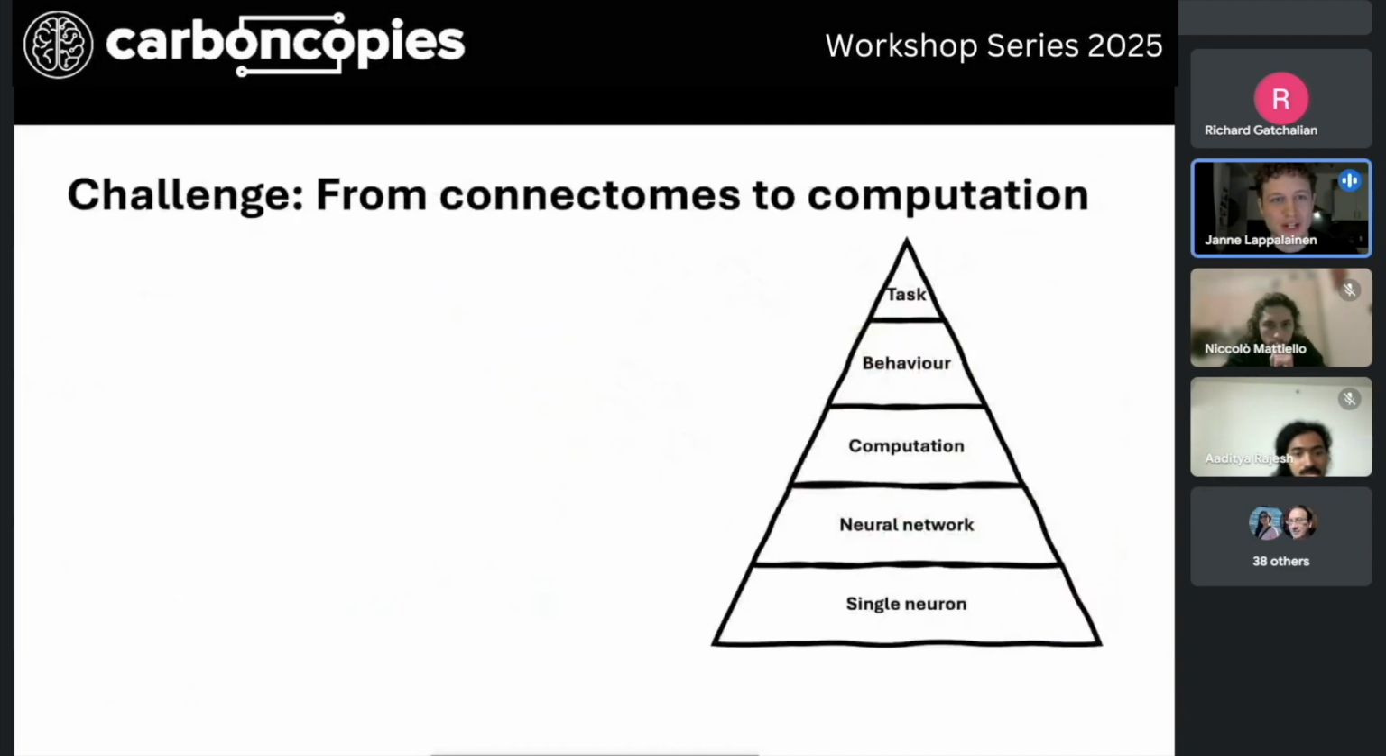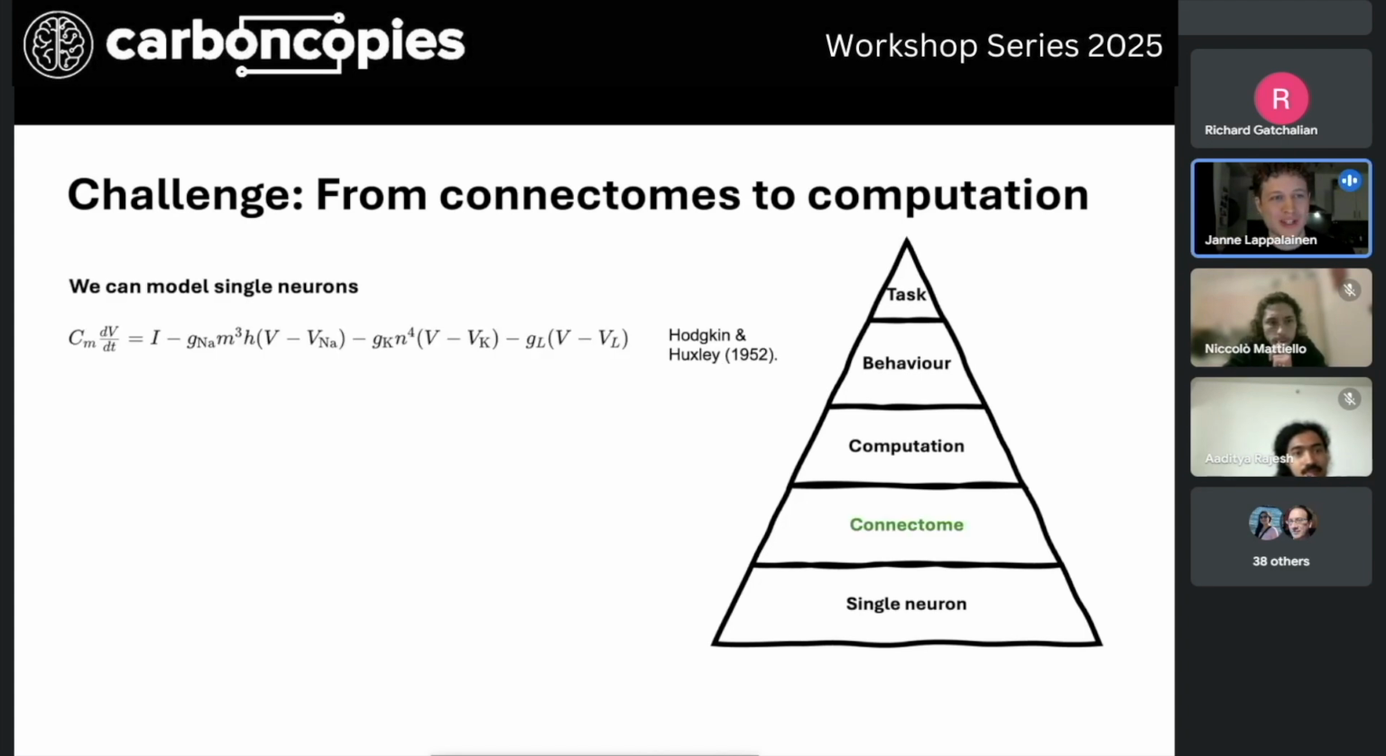So the main challenge that we wanted to address with our study was how can we get from connectome to computation. For us, the computation largely starts at the single neuron, and that is something we can model, right? We can, for example, use Hodgkin-Huxley equations to model the voltage of a neuron, and that neuron has some biophysical properties like capacitances and conductances and so on. But then we don't actually know these parameters, right? How do we measure the conductance of every single neuron or the capacitances? This is a challenge.